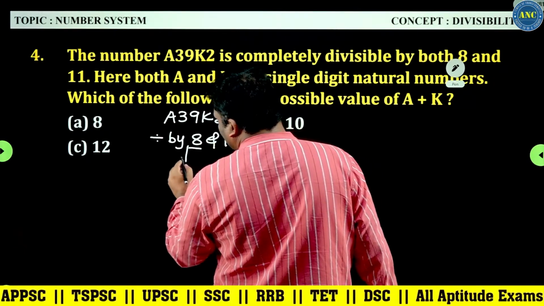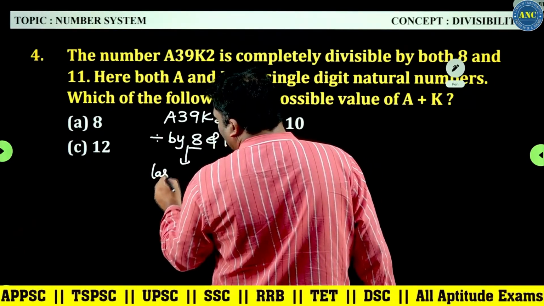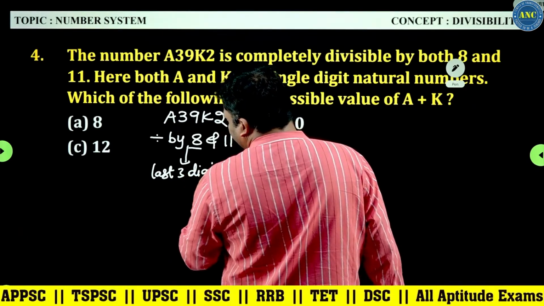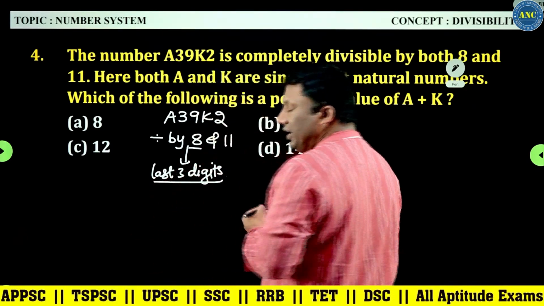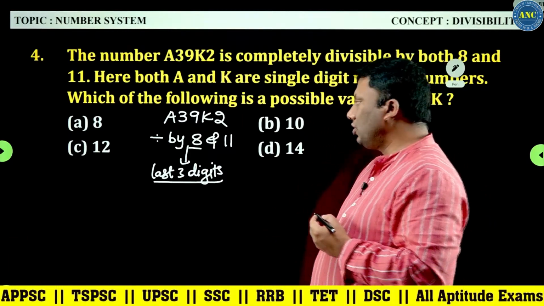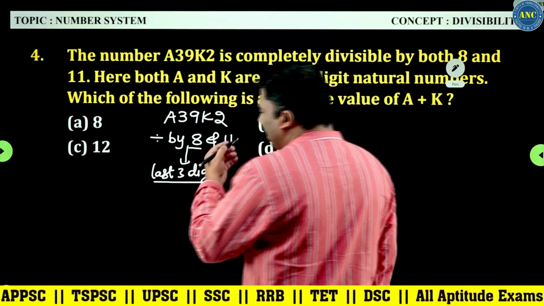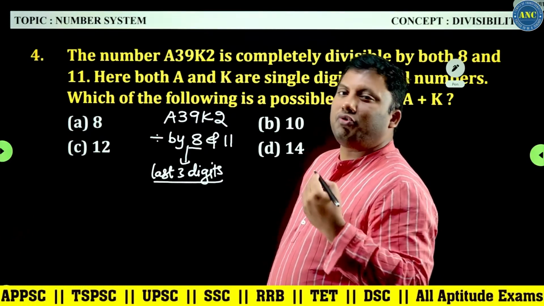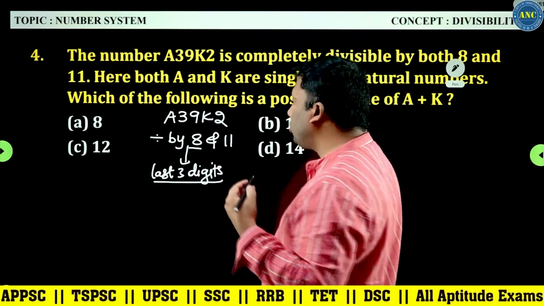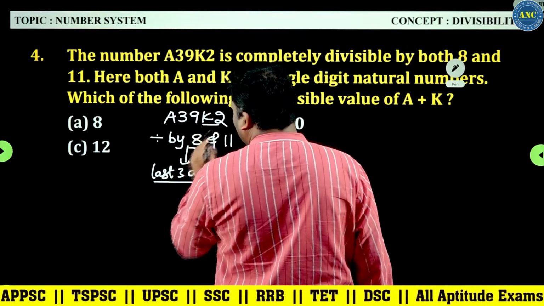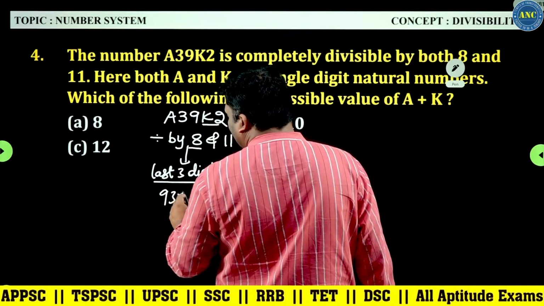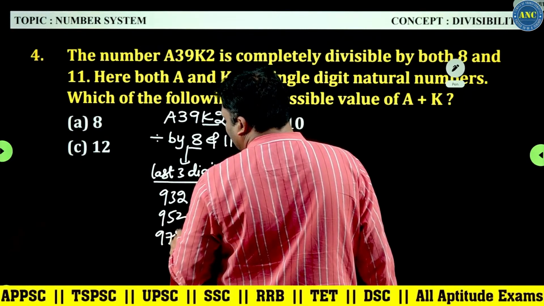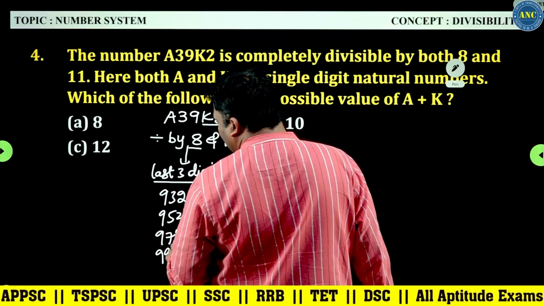First start with 8. 8 means the last 3 digits should be divisible by 8. The divisibility rule of 8 is that the last 3 digits should be divisible by 8. To check whether a number is divisible by 8 or not, first start with 4. 4 means the last 2 digits should be divisible. That means it will become 932, 952, 972 and 992.